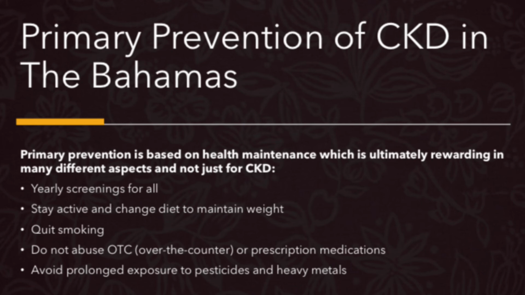That's also a part of secondary prevention, but we'll get into that when I talk about it. Staying active, changing your diet, of course, quitting smoking if you smoke. And of course, as stated earlier, do not abuse medications. If you don't need it, your body is going to be affected by it one way or the other. Not just your kidneys, your liver, other things are going to be affected by the drug abuse.